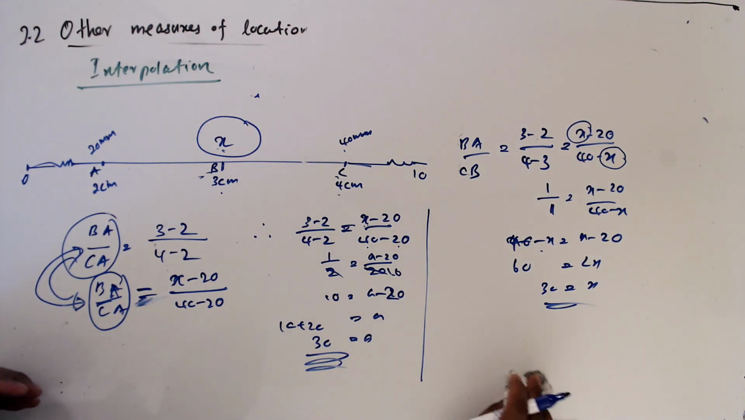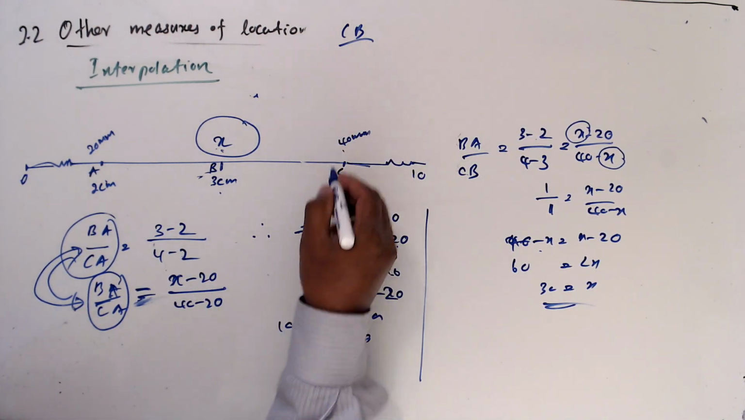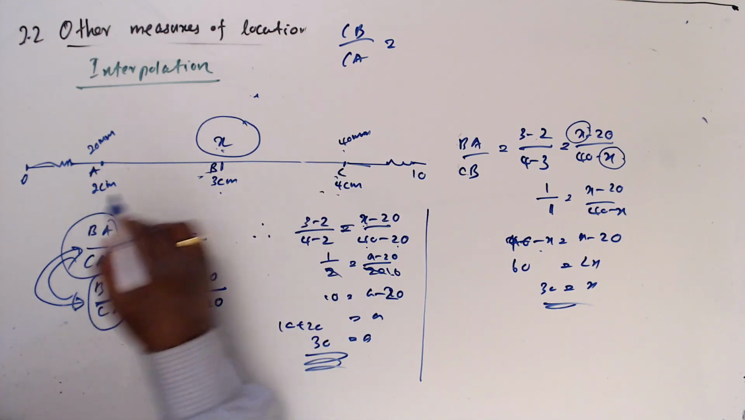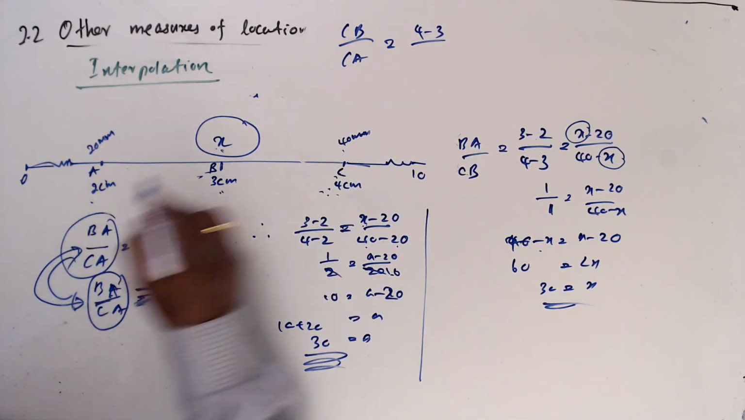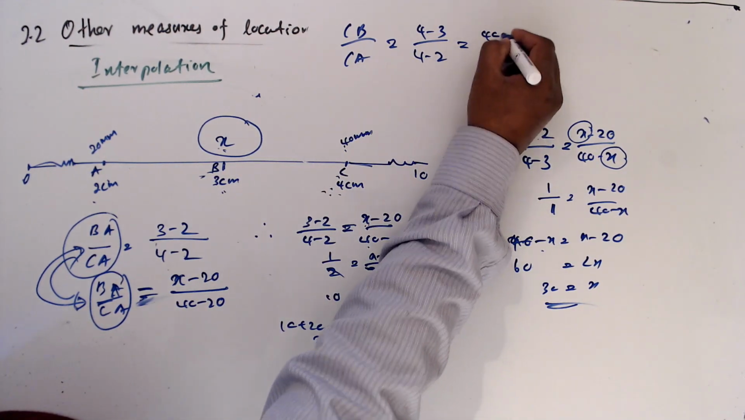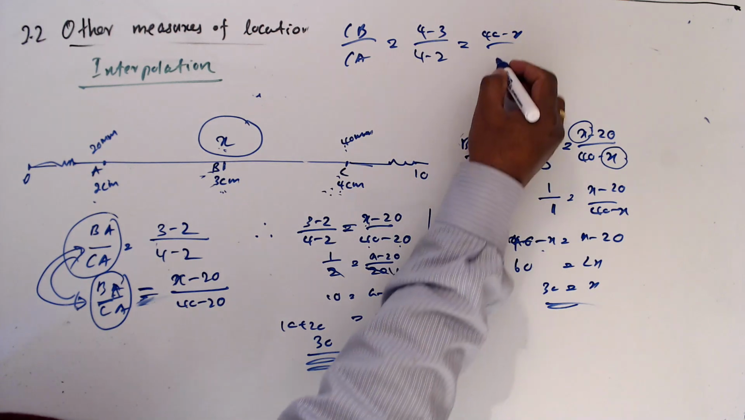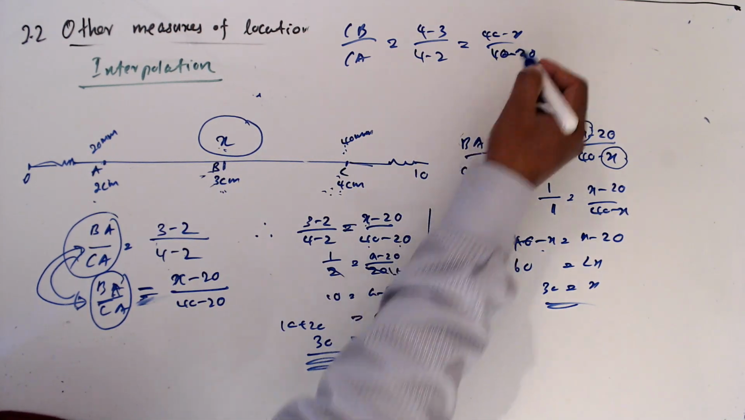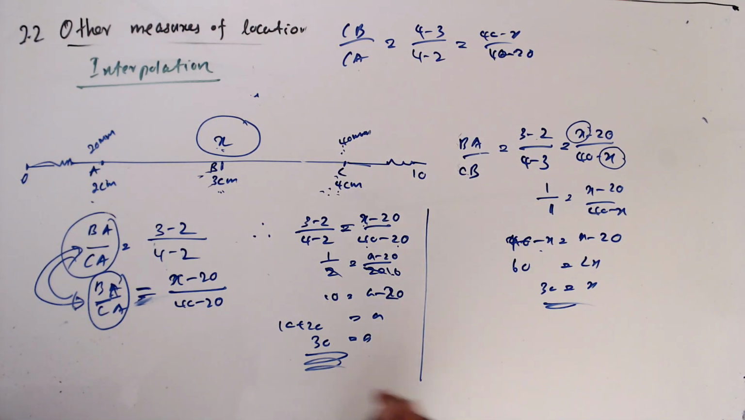Instead of this one, I am going to write CB over CA. I am writing in terms of centimeter. 4 minus 2, CB, sorry, 4 minus 3. Then CA, 4 minus 2. Then again CB, 40 minus x. And again CB in this one, 4 minus 3, sorry, 40 minus 20, CA. So this is the theory behind it.